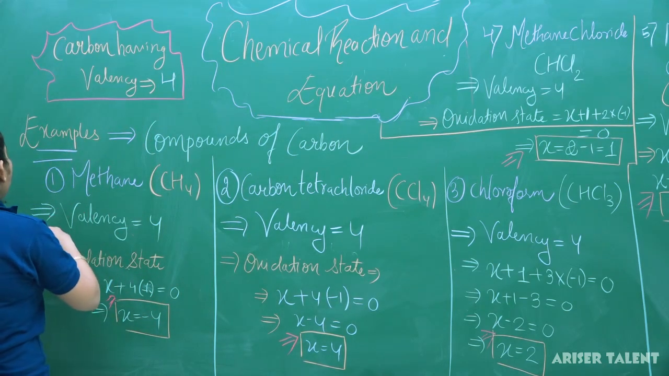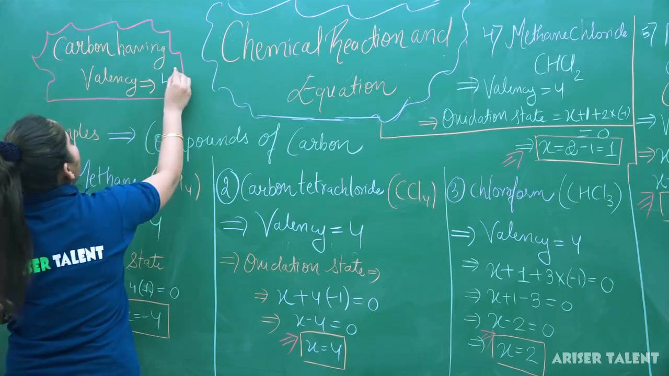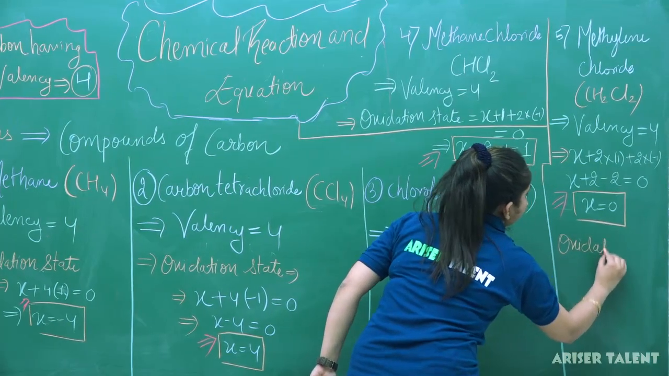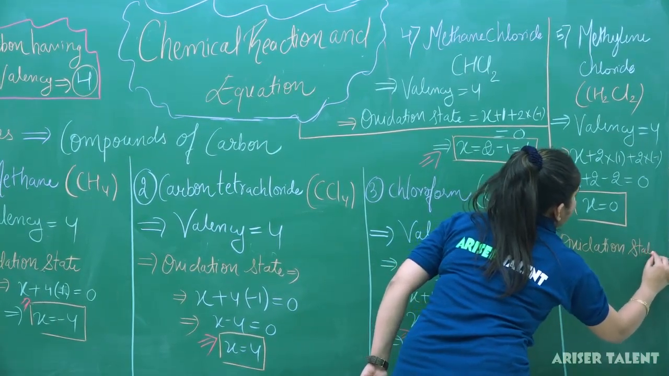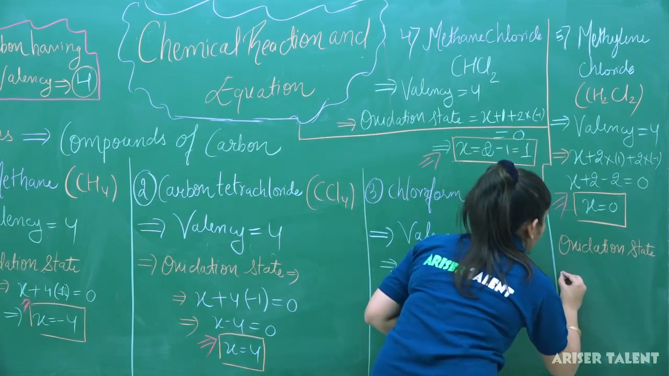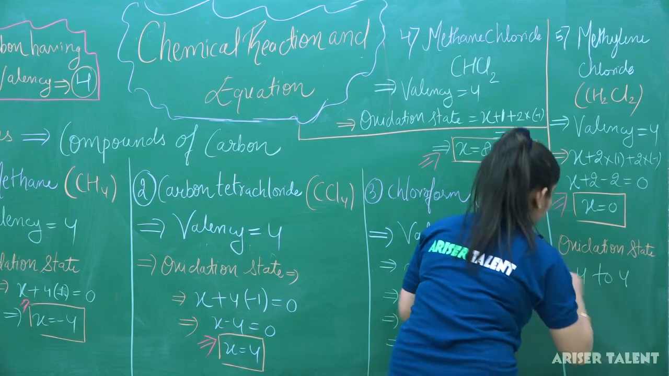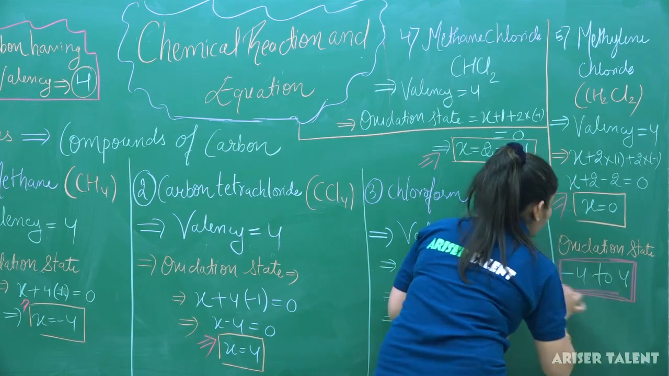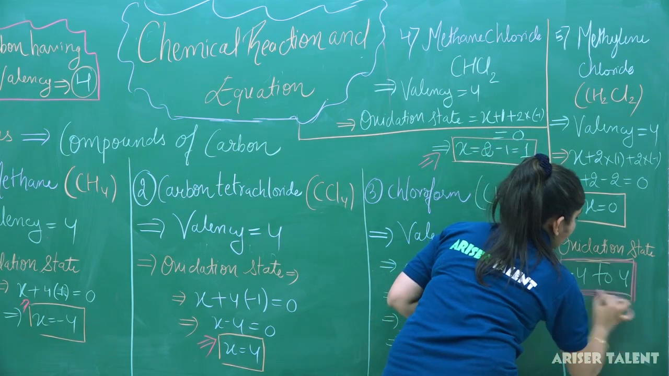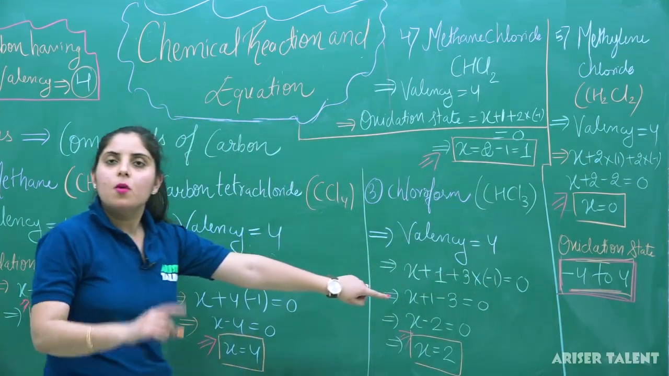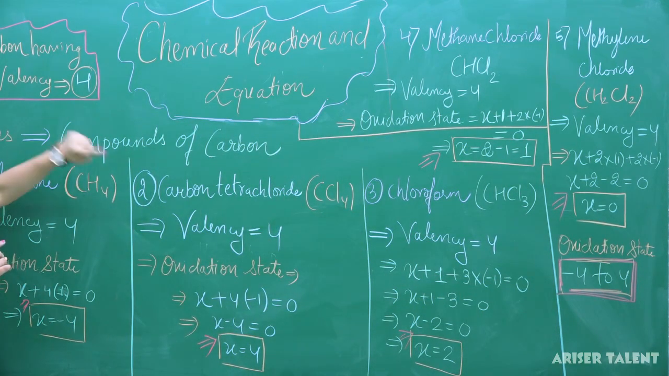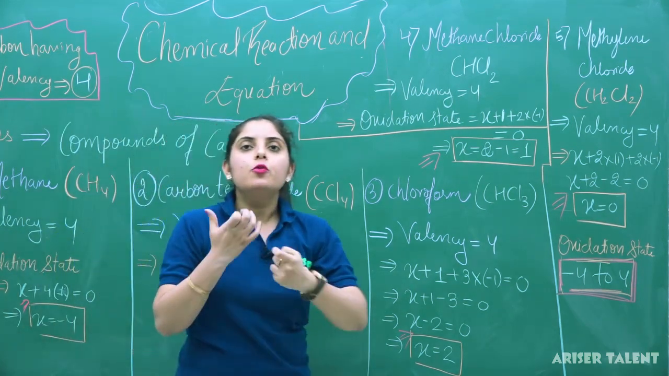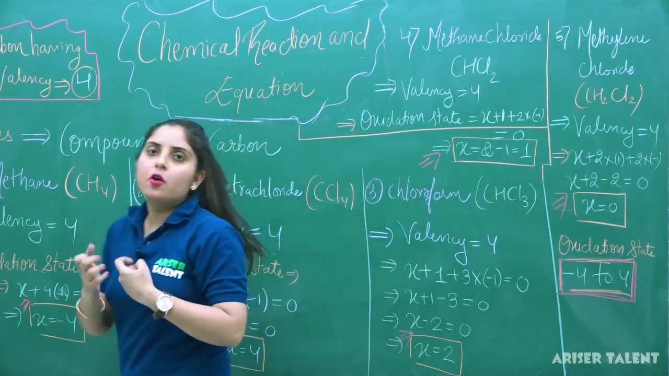So in short, we can say that valency of carbon is 4 and oxidation state varies from minus 4 to 4. So this will be about the valency and oxidation state of carbon. The oxidation state is from minus 4 to 4, and the valency will be 4. So this is the basic difference to understand between valency and oxidation state.